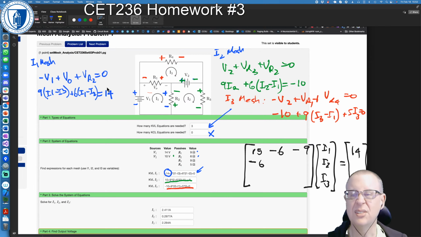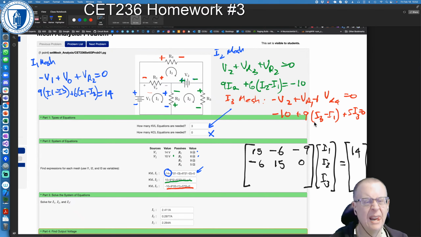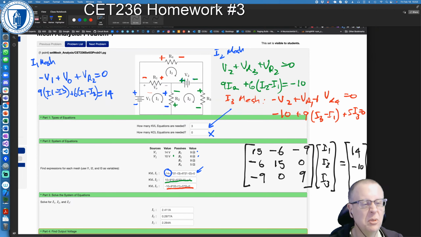Right, and then so what was that again? That is going to be 15 I2, and then 0 I3, and then here we've got, and there's actually over here there's a minus 10, and then on this one we've got minus 9 and 0 and 9, and then we've got a plus 10 over there.